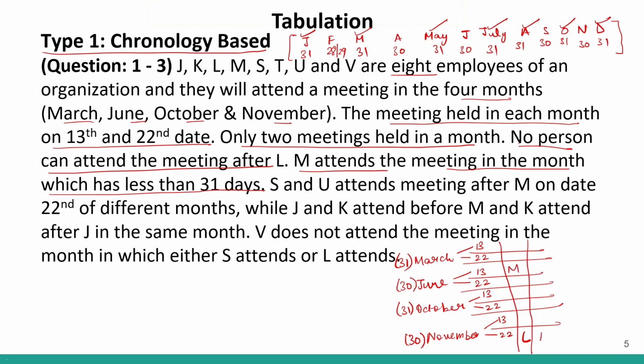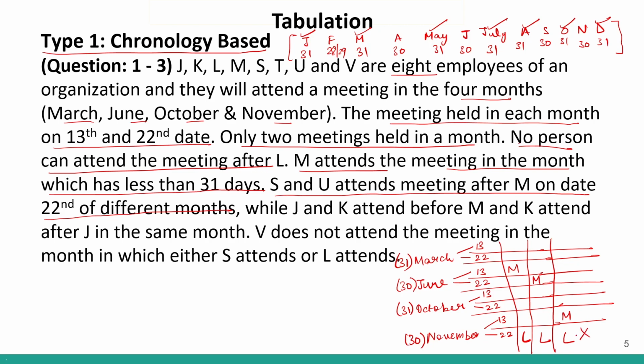Or other possibility is M is attending on 22nd and not on 13th. Correct? Because he is attending in 30 days. So June 13 or June 22. Or there is a third possibility that M is attending on 13th November because it is also a day less than 31. So now we have 3 different possibilities. Correct? Now, S and U attend the meeting after M on 22nd of different months. So S and U attend after M. Over here we have M at the second last place. So this is not a correct possibility.